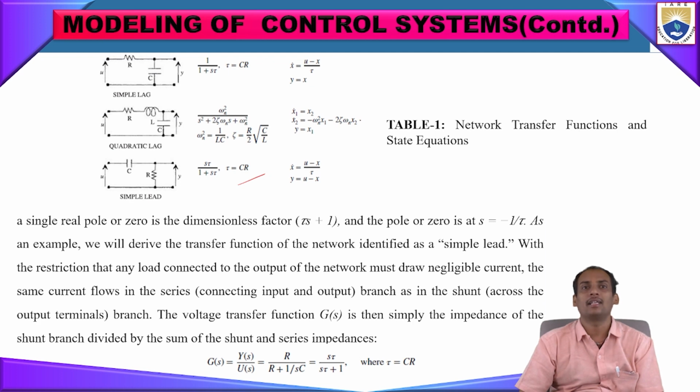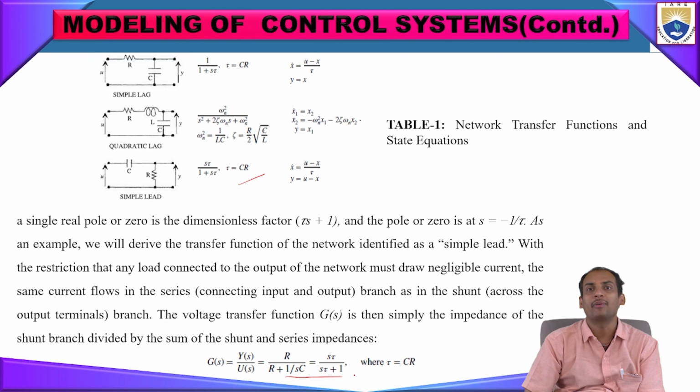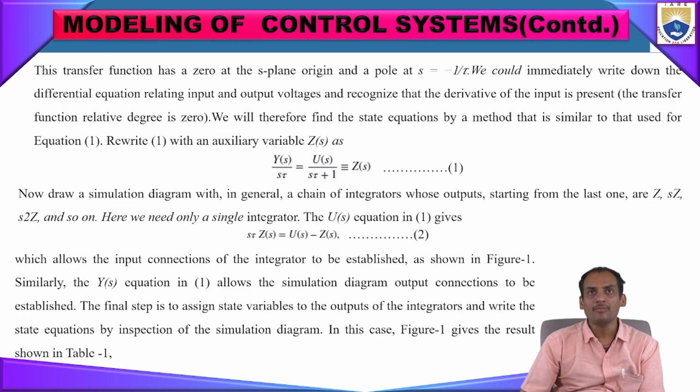If it is drawing negligible current, the same current will flow in the branch that is shunt to that branch. So the voltage transfer function G of s is given as R by R plus 1 by sC. That can be converted into the Laplace transfer form, s tau by s tau plus 1. The transfer function has a zero at the s plane origin, and a pole at s equal to minus 1 by tau. We can immediately write down the differential equation relating the input and output voltages.